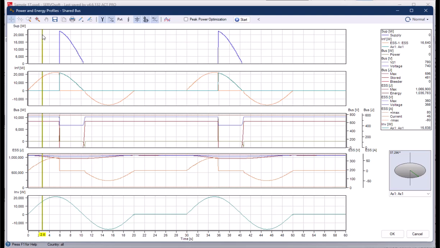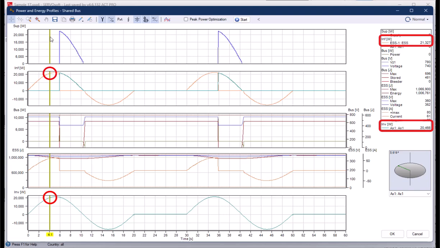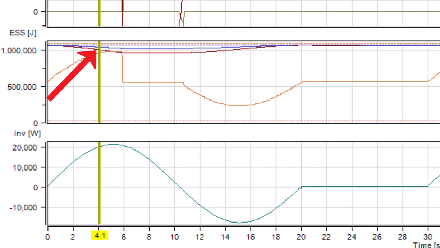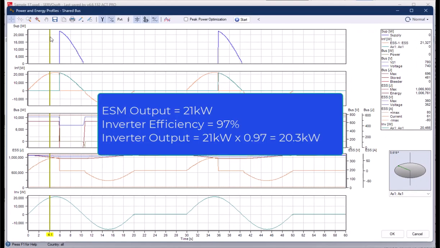For example, at 4 seconds, the inverter output is about 20.3 kilowatts, which is entirely supplied by the ESM, providing 21 kilowatts to the DC bus. Note how ESS energy is decreasing. In this case, the inverter efficiency is 97%, so the 21 kilowatts at the ESM output nets to 20.3 kilowatts at the inverter output.